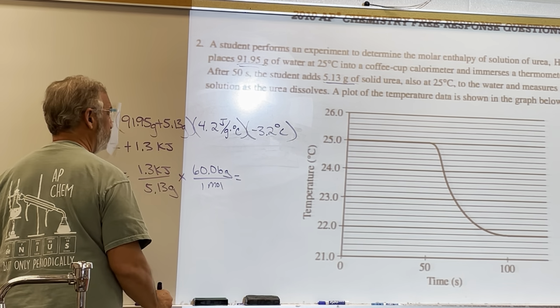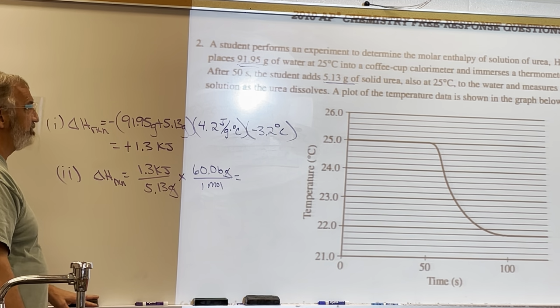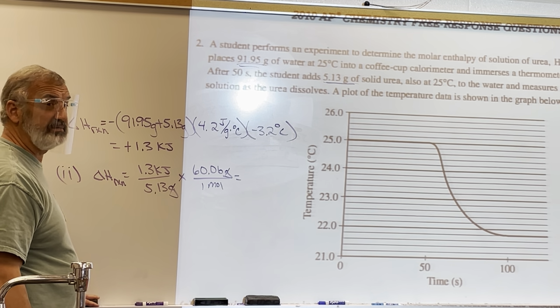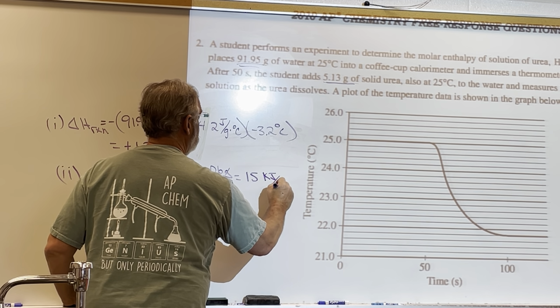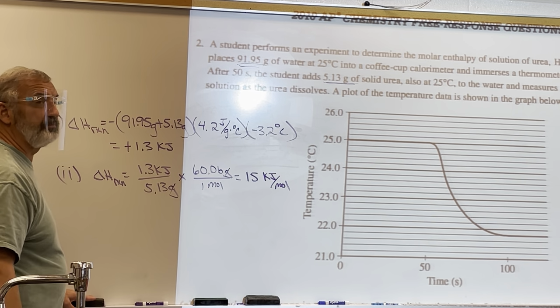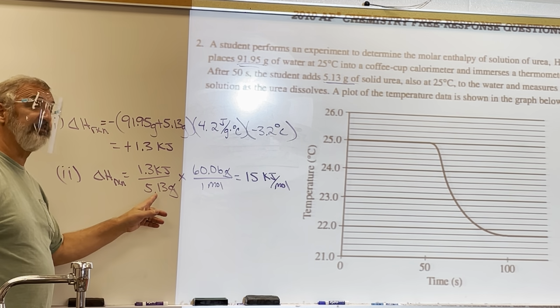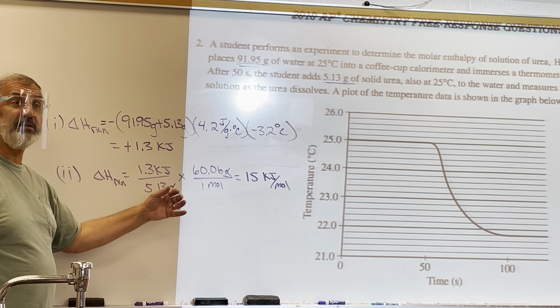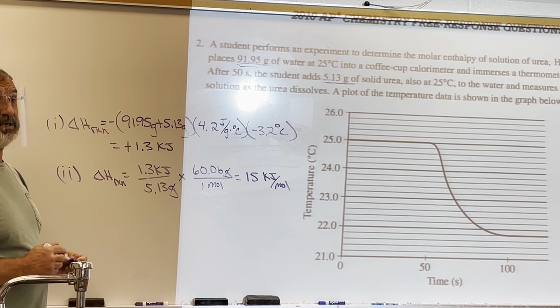And that's going to equal, and it's positive, 15. Does everybody agree with that number? Yes, no, maybe? Okay. Does anyone want to double check it? Sure. 1.3 divided by 5.13 times 60. Now, while he's doing that, we very easily could have just gone 5.13 divided by the 60, gotten moles, and then divided moles into the 1.3. Okay?